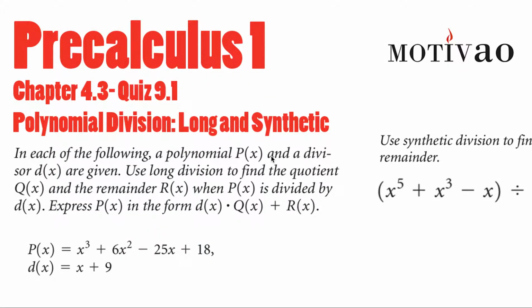Today we're going to do polynomial division using long division and synthetic division. On the first one it says, in each of the following, a polynomial p of x and a divisor d of x are given. Use long division to find the quotient q of x and the remainder r of x when p of x is divided by d of x. Express p of x in the form d of x times q of x plus r of x.